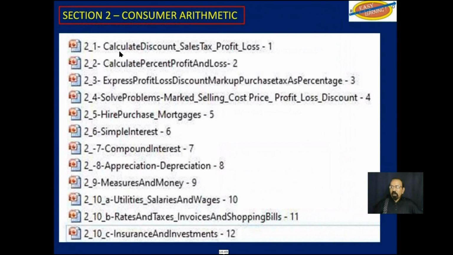So here are the objectives. Video 1, 2, 3, 4, 5, 6, up to 9 would give us 9 videos because we can complete each of those objectives in a single video. But objective 10 has to be split into 3 videos: utilities and salaries and wages, rates and taxes, invoices and shopping bills, and finally insurance and investments. So we'll have 12 videos in this section.